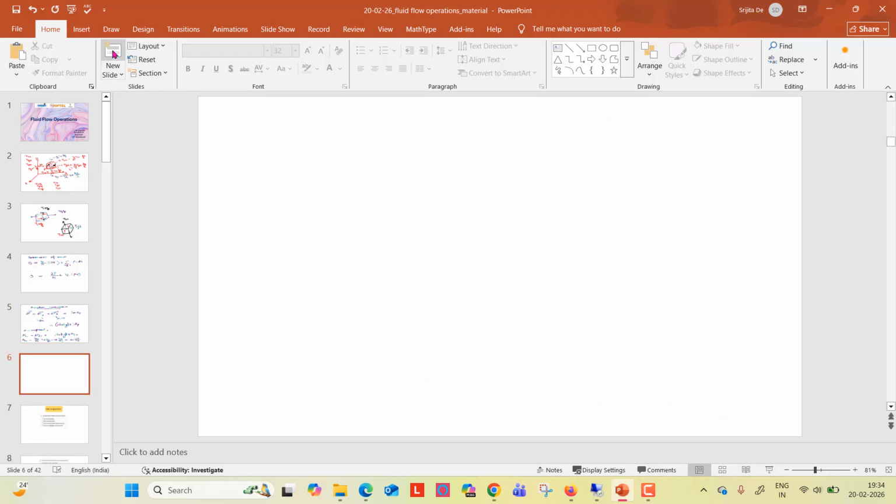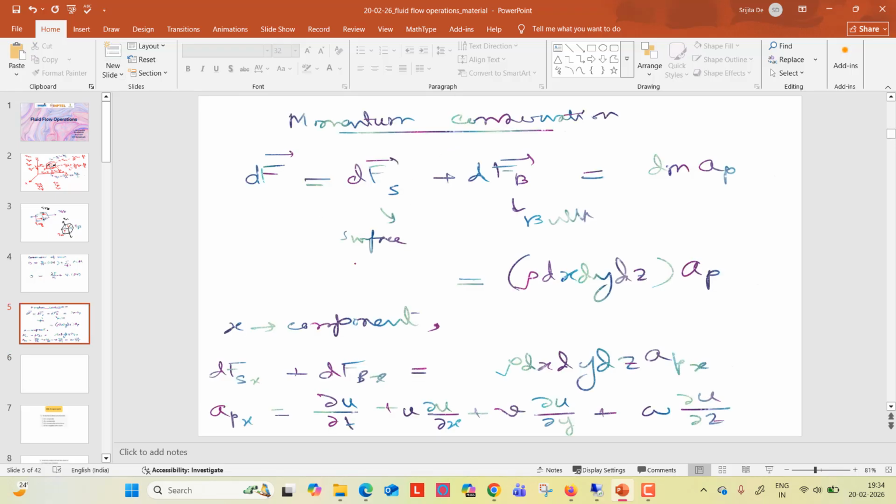Next, this is the expression of the bulk force dfb. This is the dfbx component, not dfx. Bulk force means the body force basically, right?